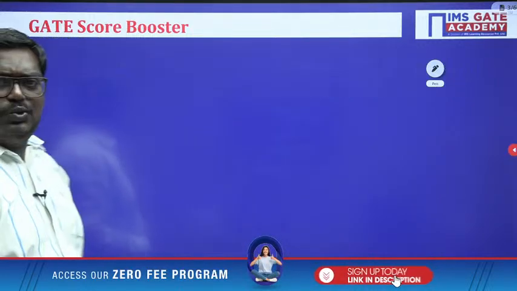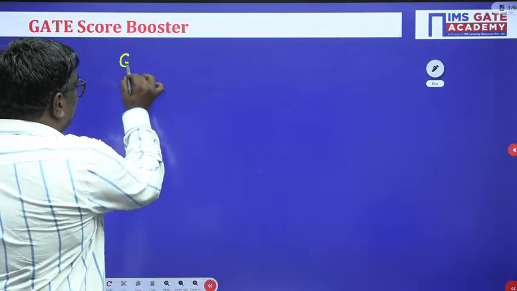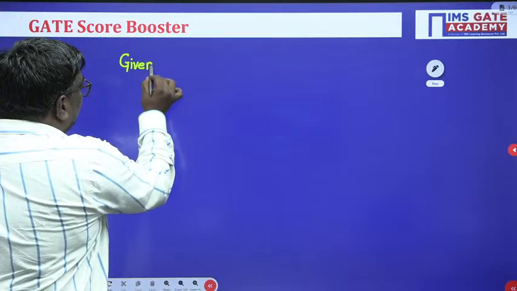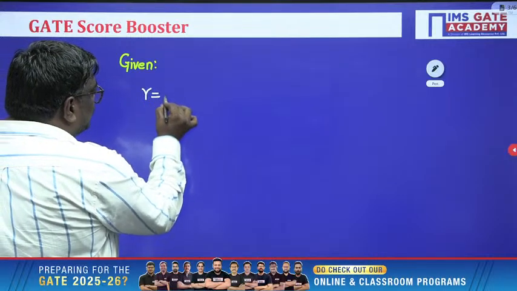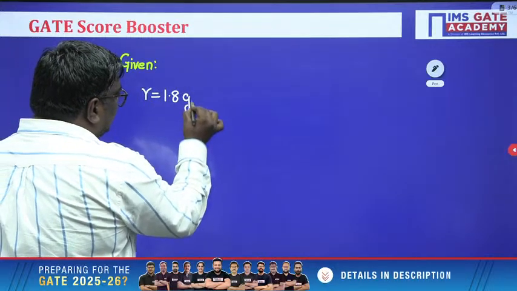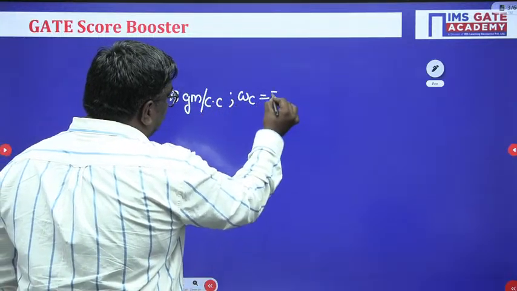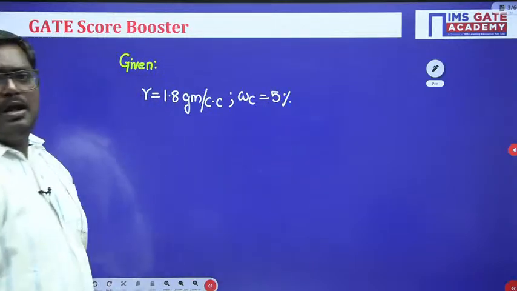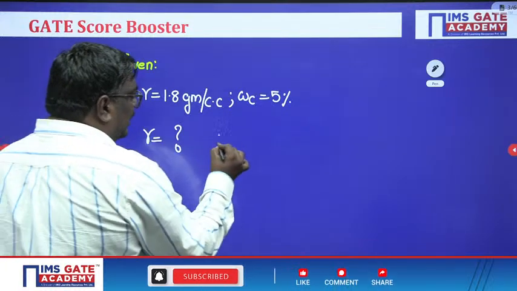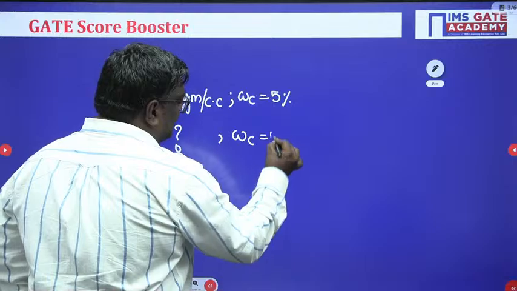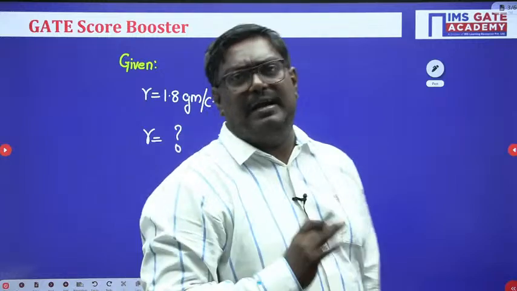Now here my dear students, first of all, whenever you are solving the GATE question, it is my sincere request to you, try to write down the given data. Okay? Now the value of gamma is 1.8 gram per cc at a water content of 5 percent. They are asking what will be the bulk unit weight at a water content of 10 percent. This problem is very easy, but we have a small concept here.